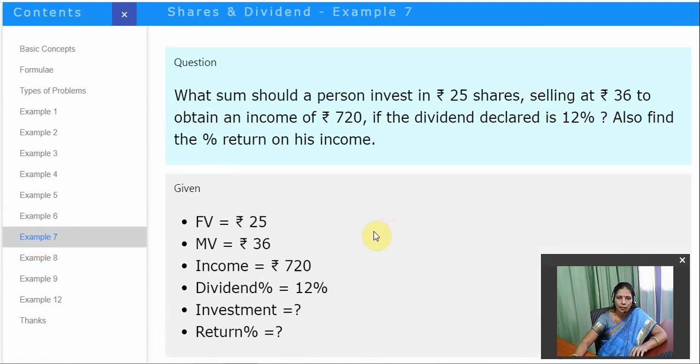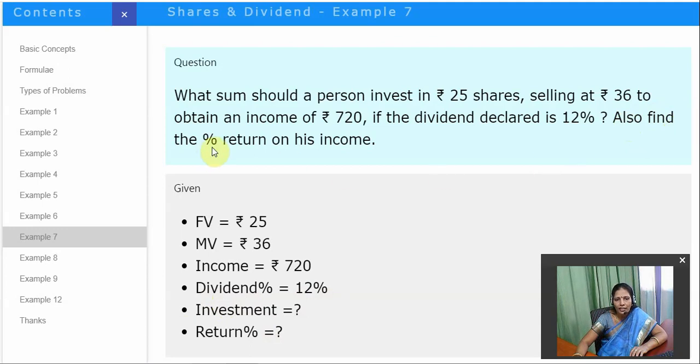The next question is, what sum should a person invest in rupees 25 shares selling at rupees 36 to obtain an income of rupees 720? So what is this 25 and what is this 36? The 25 is nothing but face value and 36 is the market value, and income of 720 is the annual income, or you can say annual dividend is 720 rupees. If the dividend declared is 12%, so dividend percentage is also given there. So you are writing under the given data.